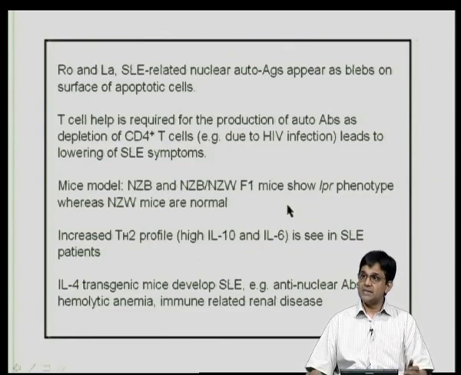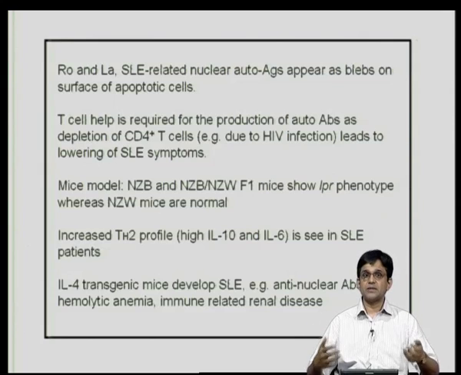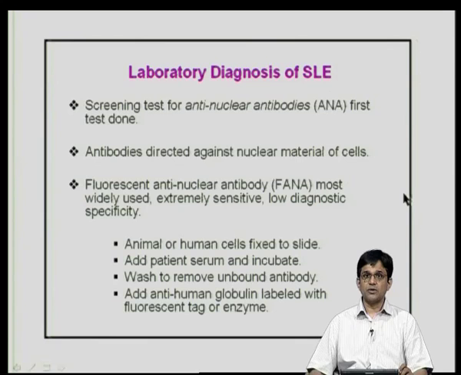What has been seen over here is that there is an increased Th2 profile. In fact, there is high IL-10 and IL-6, and IL-4 transgenic mice, that is those mice expressing a lot of IL-4, develop SLE on their own, especially anti-nuclear antibodies, and renal disease is observed.